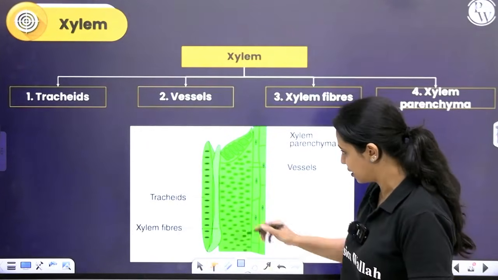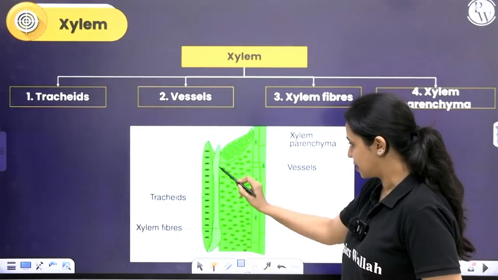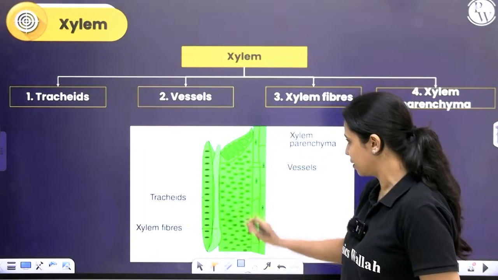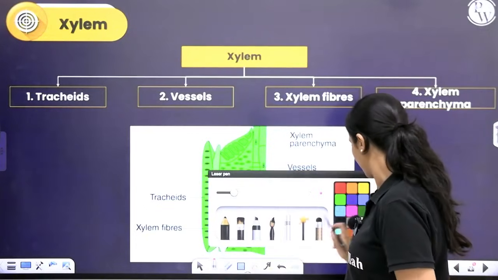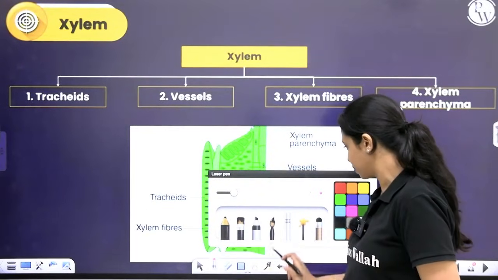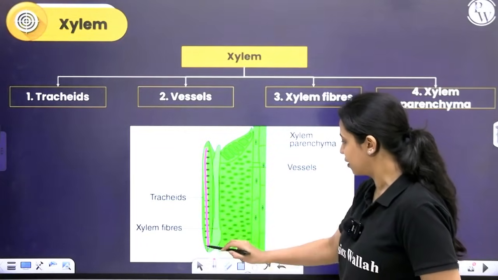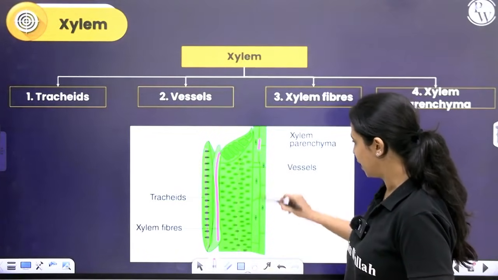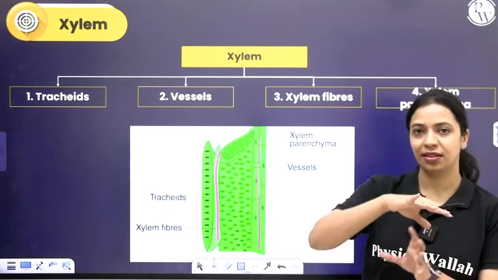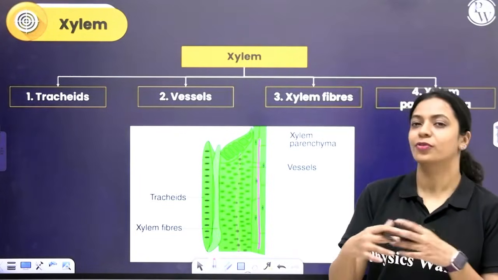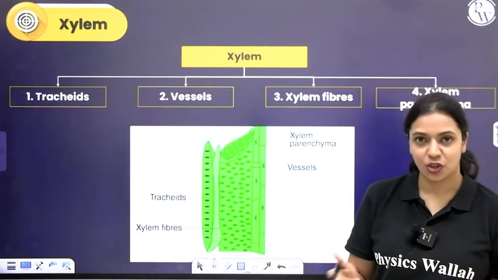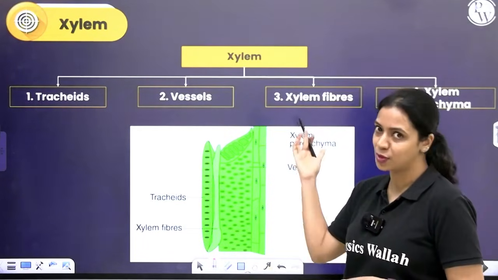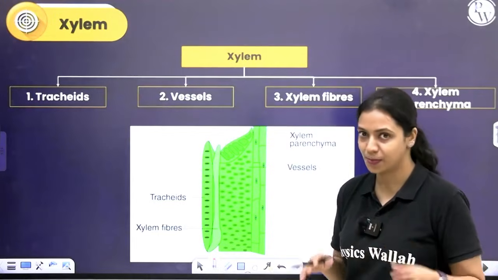So here you see this is a tracheid. This is a xylem fiber here. This is the tracheid. Okay. Here you have the vessel. And here you have the parenchyma. They are present together and perform the function of water transport, mineral transport. So that's why they have a common function. They are different types of cells. That's why you call it complex permanent tissue.